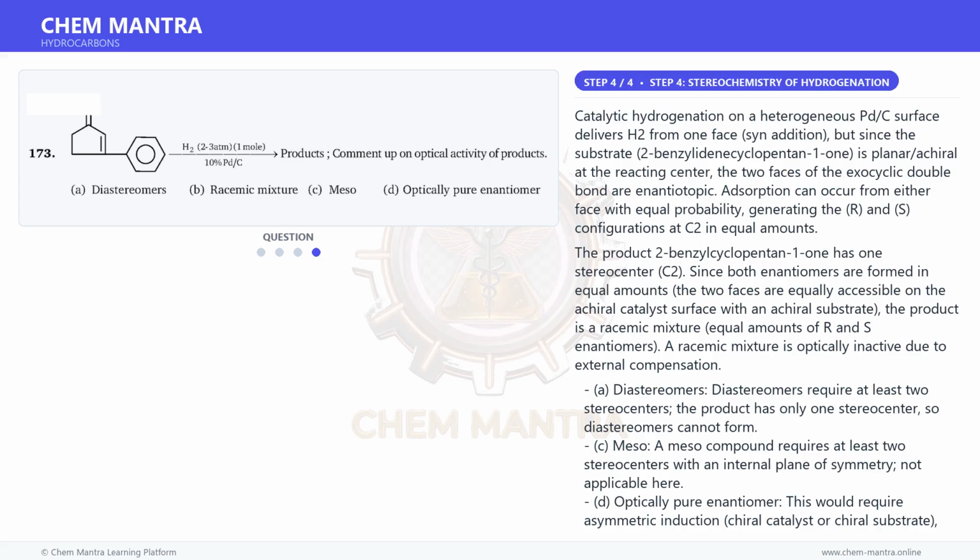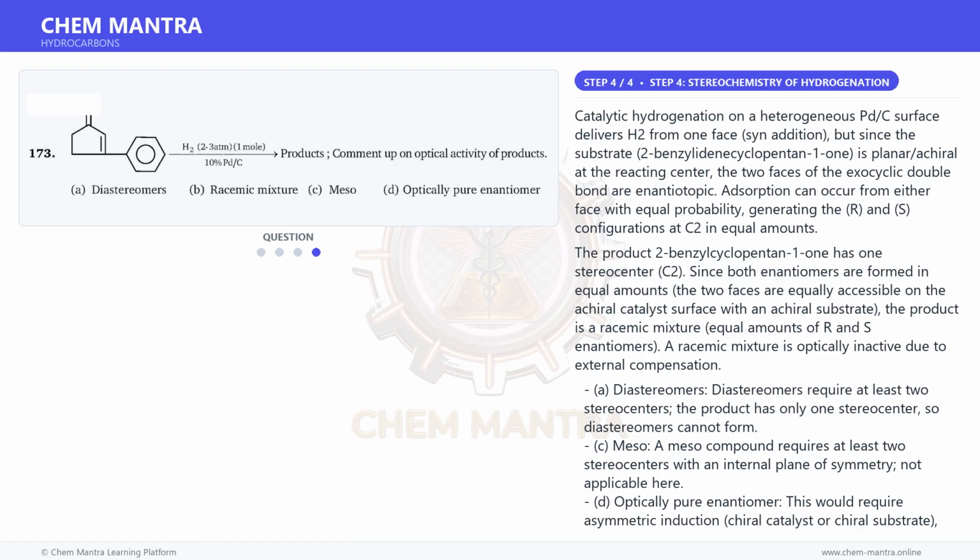And for the final step, catalytic hydrogenation on a heterogeneous Pd/C surface delivers H2 from one face, syn addition, but since the substrate, 2-benzylidene-cyclopentan-1-one, is planar and achiral at the reacting center, the two faces of the exocyclic double bond are enantiotopic. Adsorption can occur from either face with equal probability, generating the R and S configurations at C2 in equal amounts.